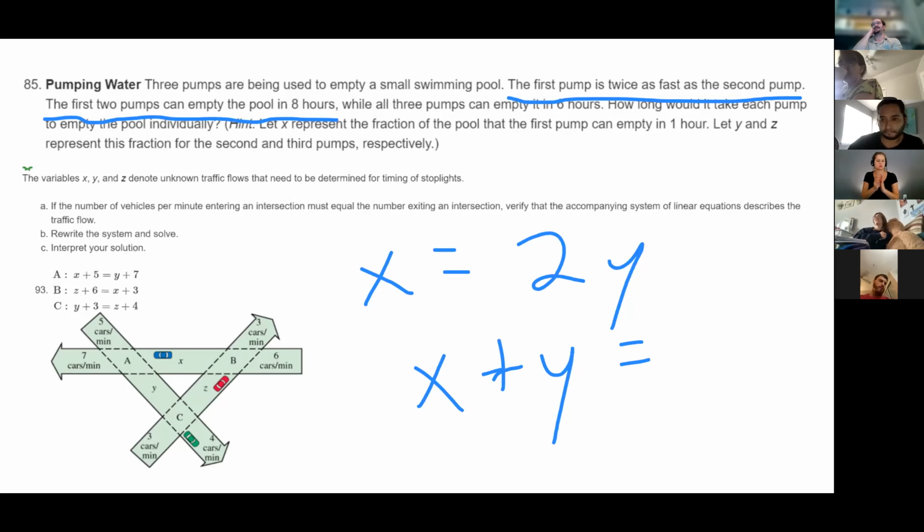The rate that they're going, if they're doing one pool in 8 hours, is what? If we do one pool in 4 hours, it's 1/4. If we do it in 8 hours, it's how much? It's 1/8, right? That is my rate.